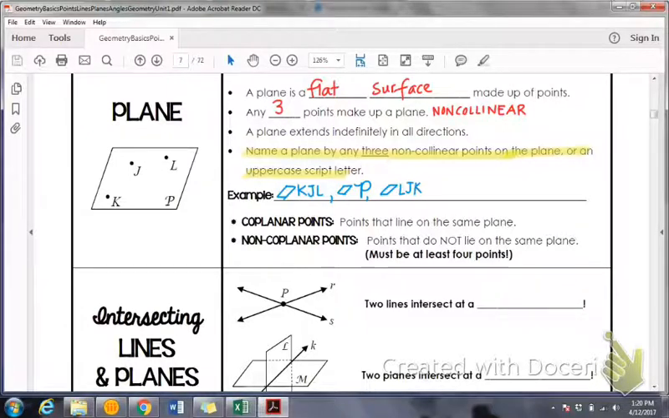So just like we had collinear, we also have coplanar. So what do you think coplanar means? Don't think too hard. Okay, same plane.